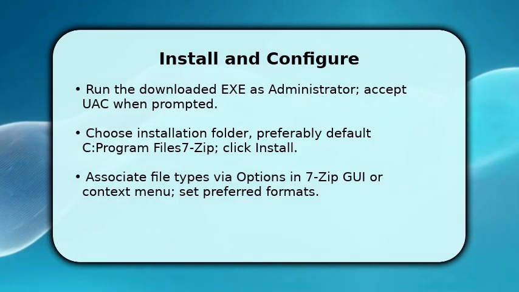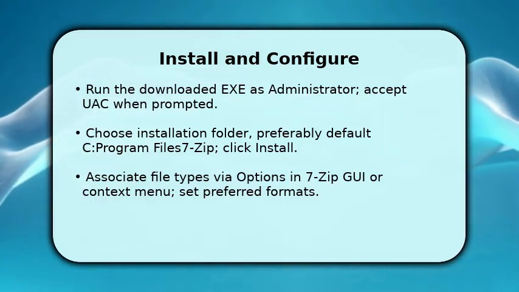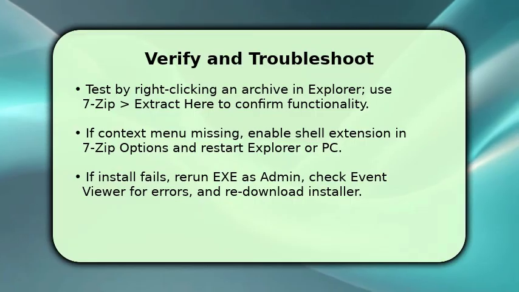7z, zip, and tar so Explorer uses 7-Zip by default. Make sure Shell integration is enabled for the context menu. You verify success by right-clicking an archive and selecting 7-Zip, Extract here.